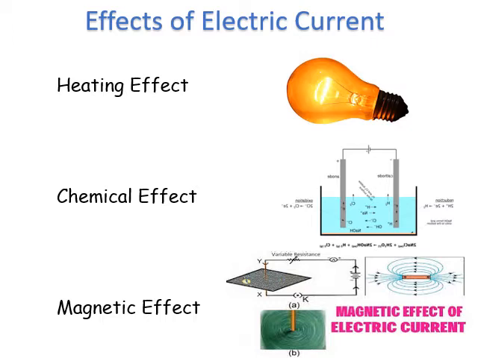Then second is the chemical effect. We can see if we pass electric current through water, it gets hydrolyzed and it breaks into hydrogen and oxygen molecules. Then finally is the magnetic effect of electric current. Many examples we have seen: electric bell, MRI, magnetic resonance imaging machines, etc.